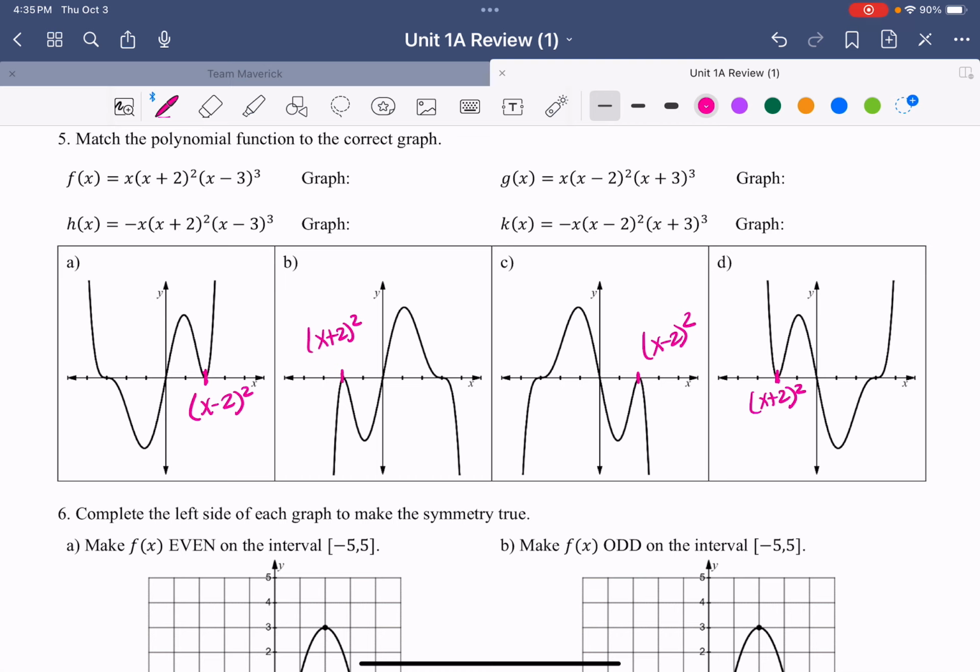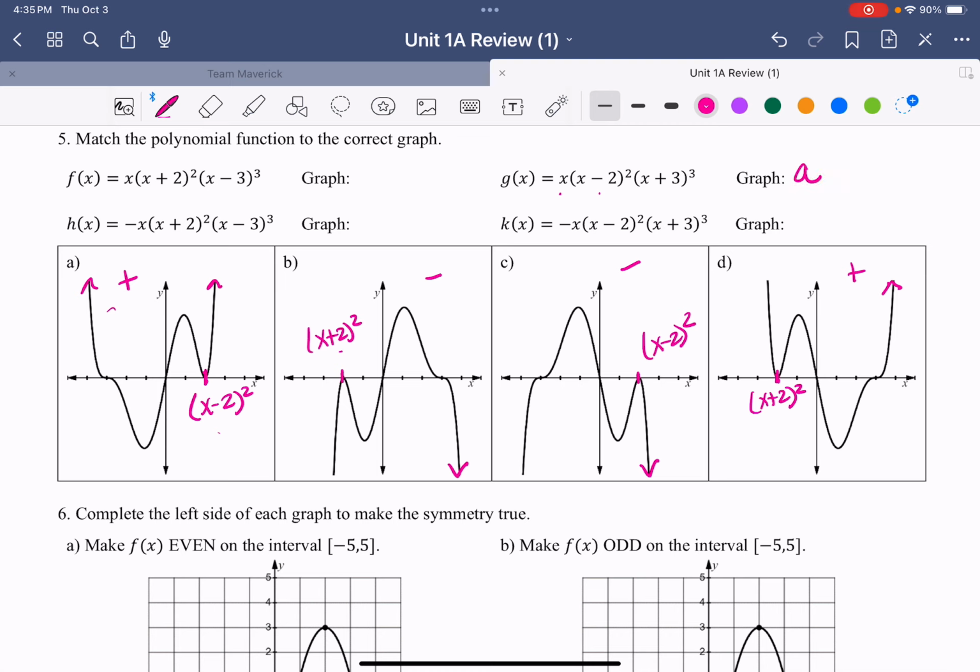So since this is up, I know that if the right-hand side is up, then this has a positive leading coefficient. Right-hand side is down, it's a negative leading coefficient. Right side down, negative leading coefficient. Right side up, positive leading coefficient. So I'm looking for a positive leading coefficient with an x minus 2 squared. So here's x minus 2 squared, positive leading coefficient. This is A.